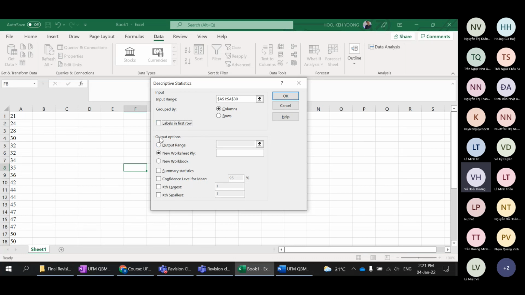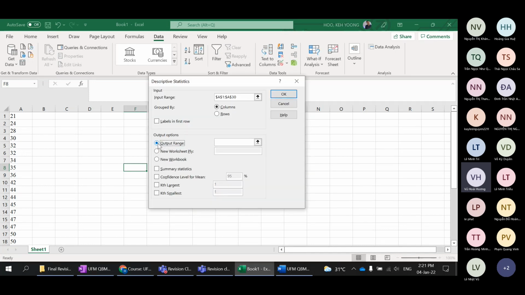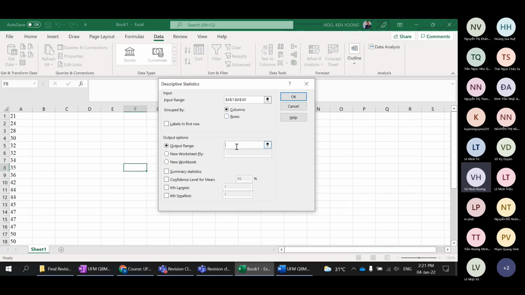Output options, where do you want to show your outputs? Normally I will choose the first one, output range. Which cell do you want to show the output in? You can click on any cell you want. Then below that, there are 4 boxes, right? Tick the first box. We want the summary statistics. And then OK.